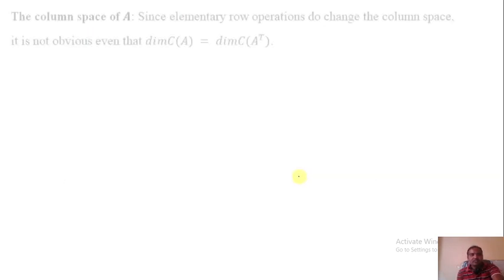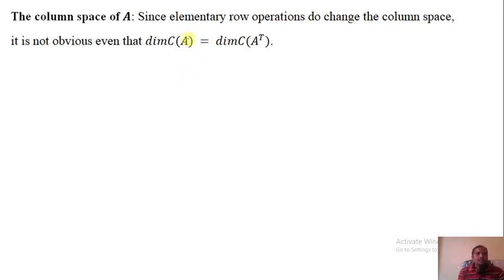Now I find the column space. Since elementary row operations do change the column space, it is not obvious that the dimension of the column space and the dimension of the column space of A transpose are the same. We know the dimension of the column space and the dimension of A transpose are the same. That means the rank of A is the same as the rank of A transpose, so the row space is the same as the column space of A transpose, or the column space of A is the same as the row space of A transpose. That means the dimension is the same, but the space is not the same. The row space is not the same as the column space.